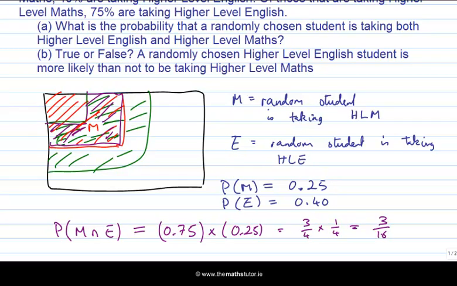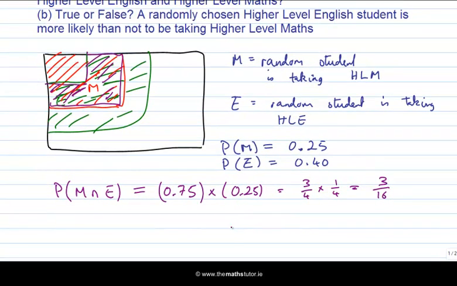So the probability of M intersection E, or M and E, is 3/16. So what do we really do here? We'd like to generalize this, so we really want to pick out what we actually did in this calculation. This 0.75 here, what is that? That represents the probability of E given M. Remember that's the proportion of the higher level math students that are taking higher level English. That's where that 0.75 came from.